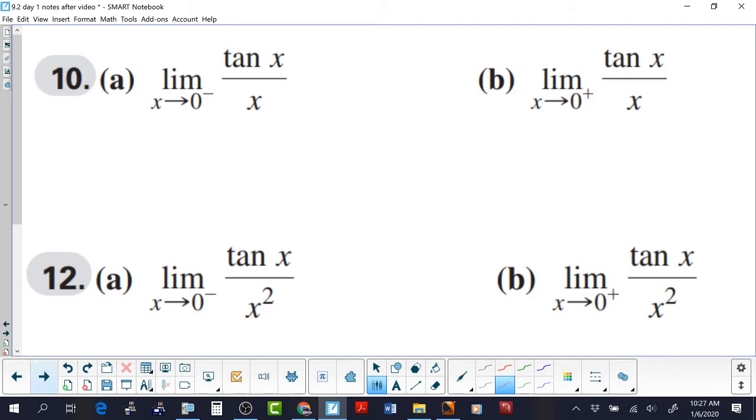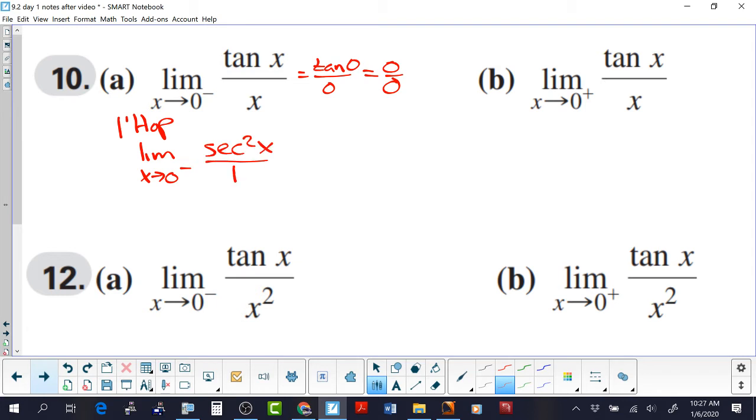All right, now how do we use some of this? The tangent of 0 is 0. So we have 0 over 0. So that means I can use L'Hopital's. Limit as x approaches 0 from the left of secant squared x over 1. So I need secant squared of 0. The secant of 0, let's see, that's the reciprocal of the cosine of 0. Cosine of 0 is 1. So it's really 1 squared, which is 1.